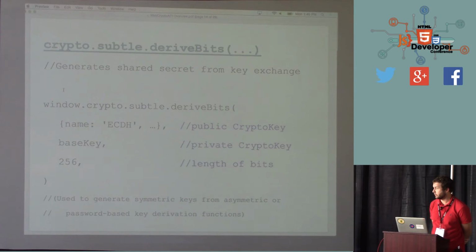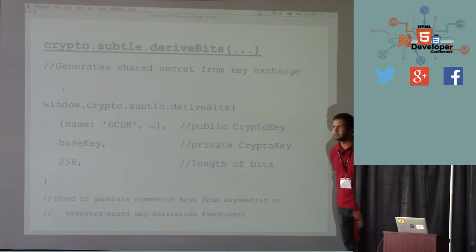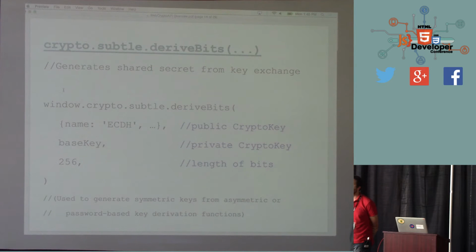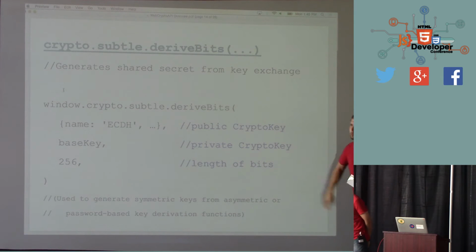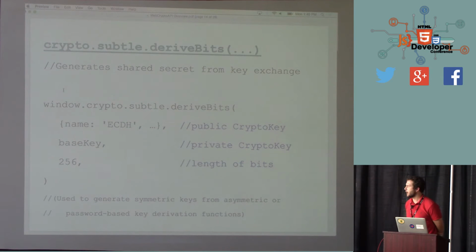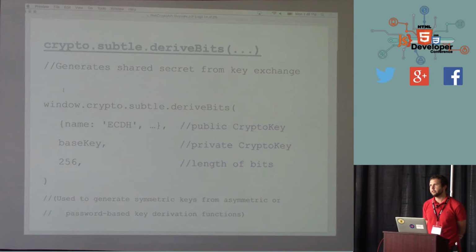Derive bits is basically the same thing, only you don't create a key. You just specify some length of bits that you want. And so if you have some sort of other AES algorithm or something like that that you want to use, you can do this as well if you want to export that data. So this is used to create symmetric keys from asymmetric or password-based key derivation functions. So it can be used with password-based key derivation functions.